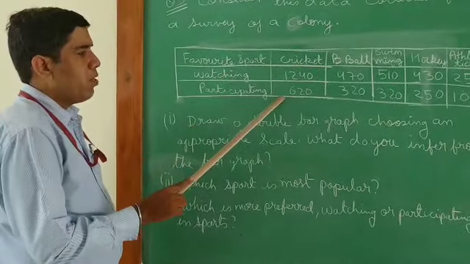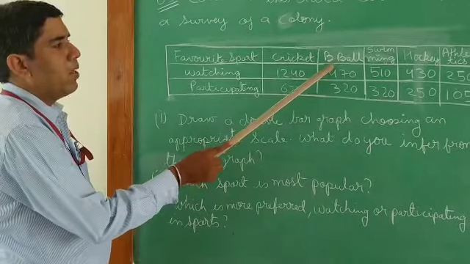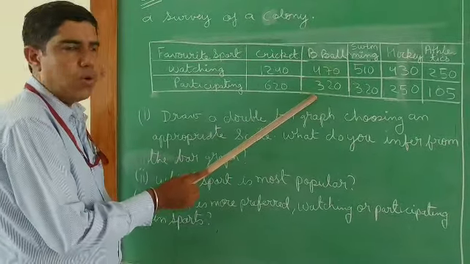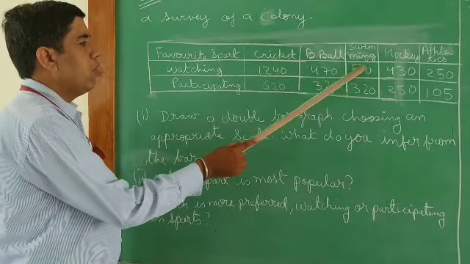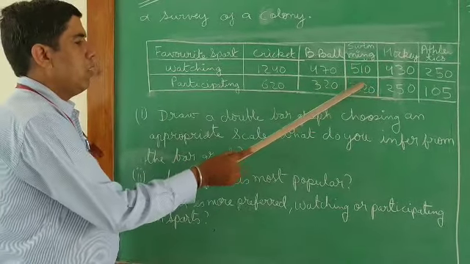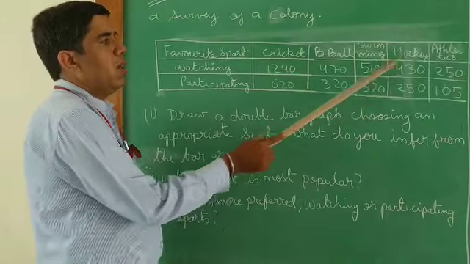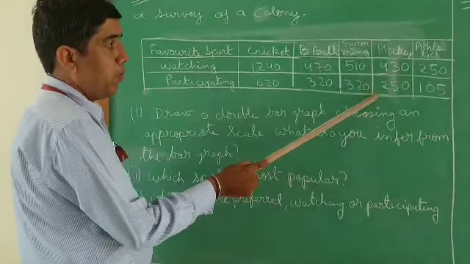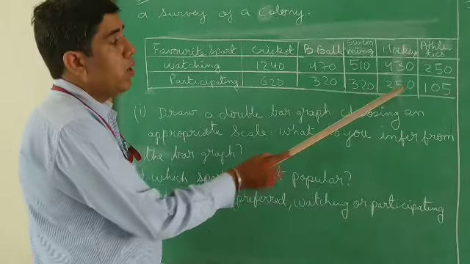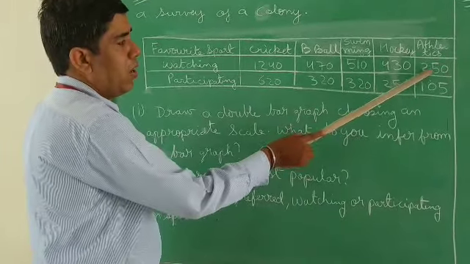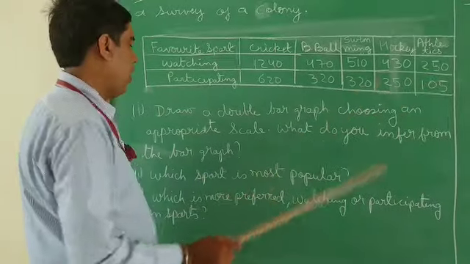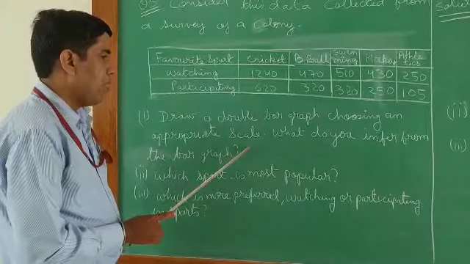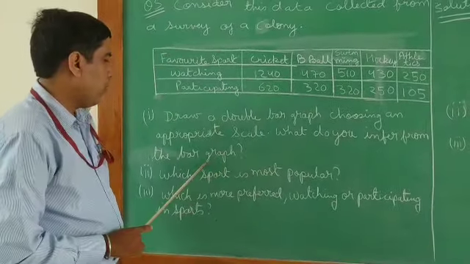And how many are participating? It is 620. Basketball, how many are watching? 470. How many are participating? 320. Swimming, how many are watching? 510. And participating, it is 320. Hockey, 430. And how many are participating? It is 250. And athletics, 250. And how many are participating? 105. Now draw a double bar graph choosing an appropriate scale, and what do you infer from the bar graph?